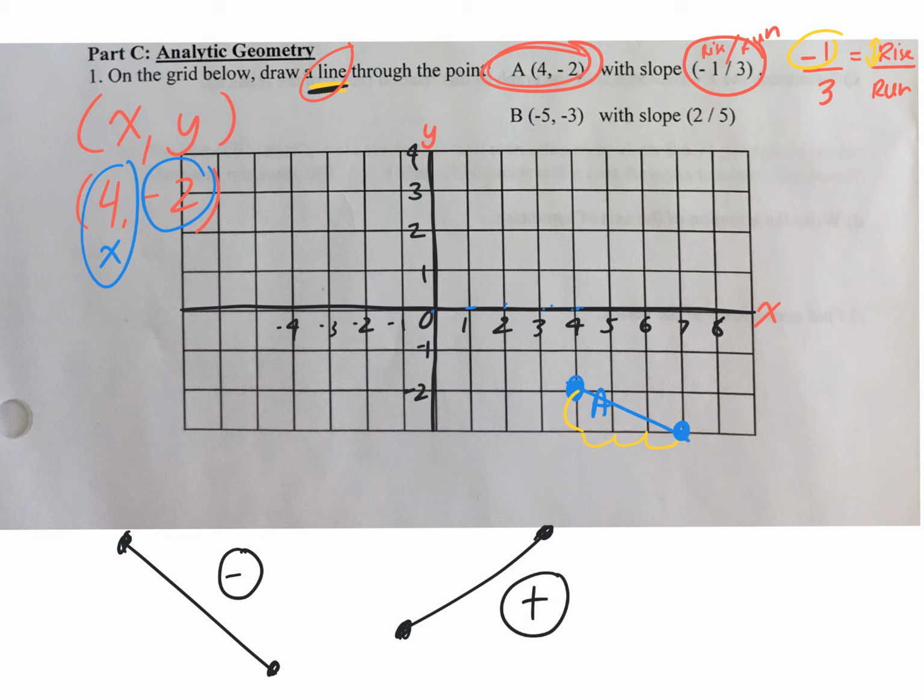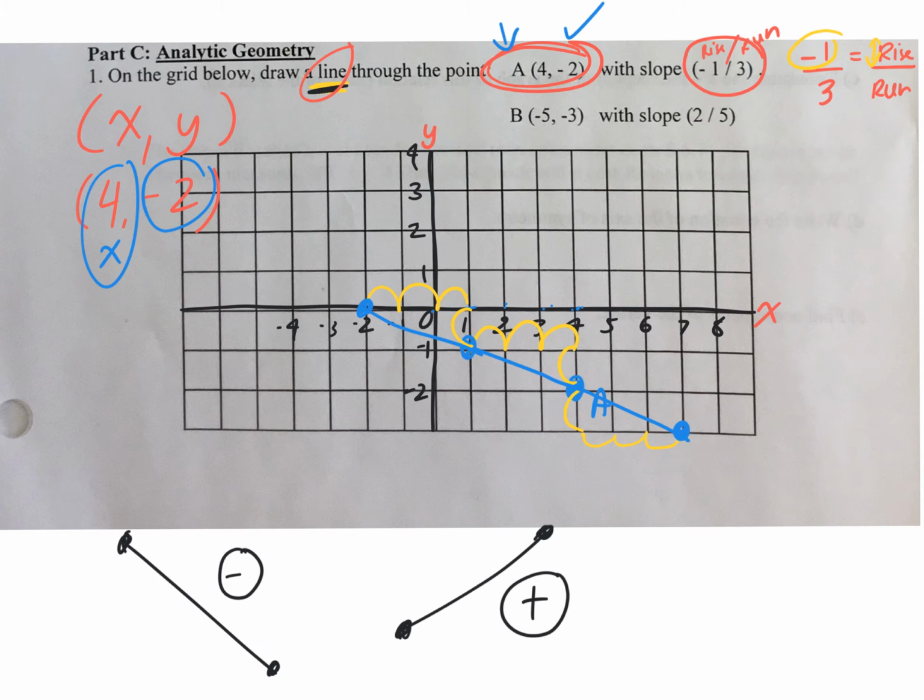What if I decided I wanted to go up 1? Do I go left or right 3? 1, 2, 3. There's the second point. I can keep extending the line. Up 1 over 1, 2, 3. That's my line. Sorry, I drew it crooked. There. Okay? That's it. That's the first question.